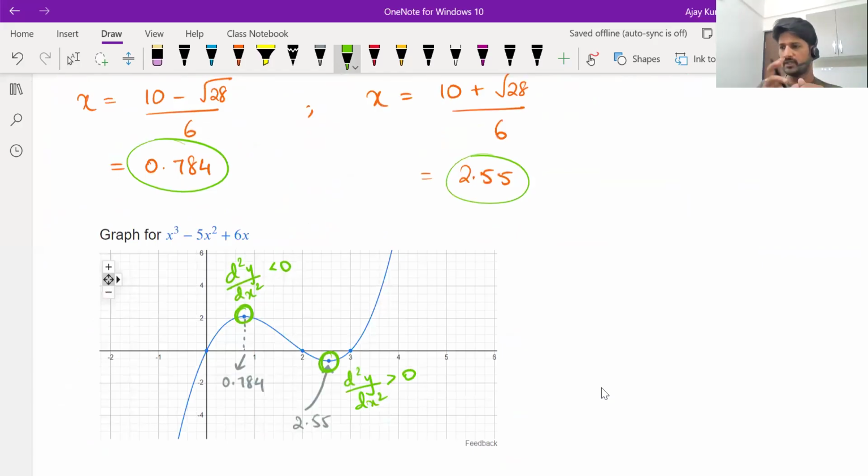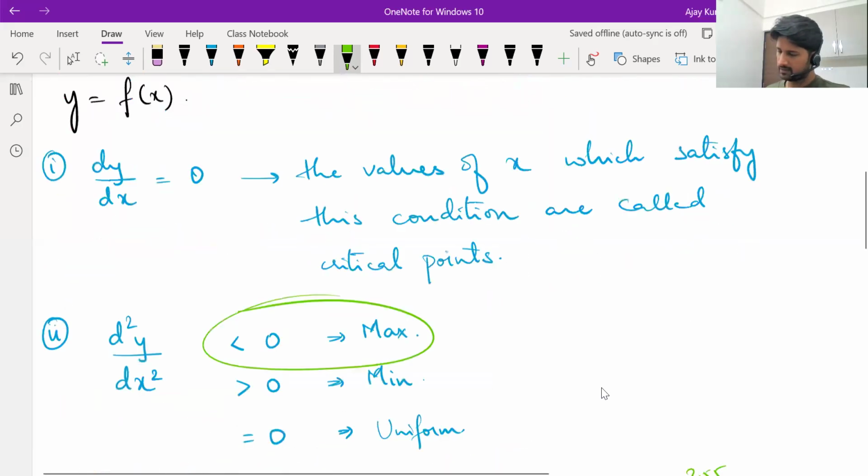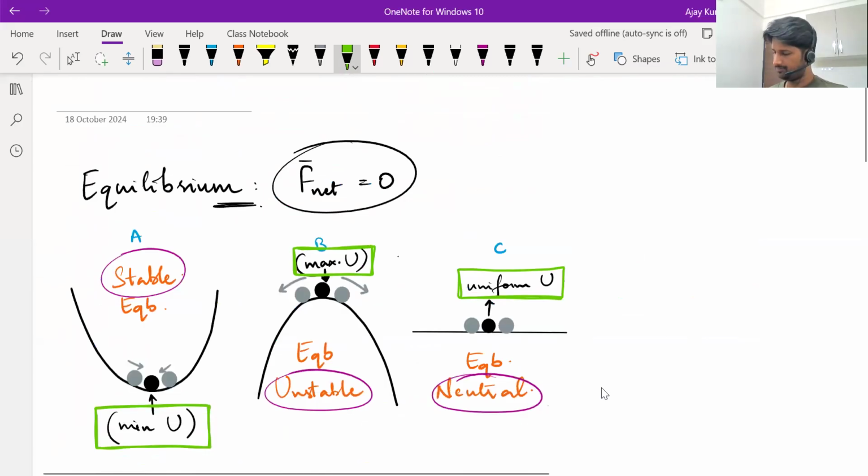So you first have to get the critical values. Those are the points where the function might be a maximum, minimum, or constant. So get those critical values first and do double differentiation and substitute these critical values to check whether they correspond to maximum or minimum. Okay, that's the idea. Let us apply that to equilibrium now.